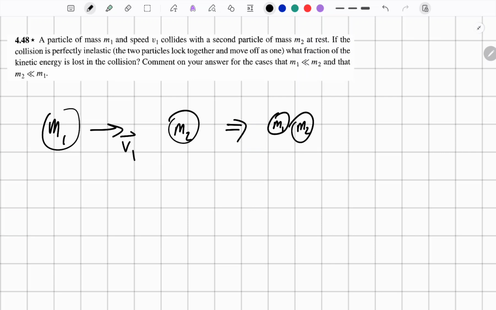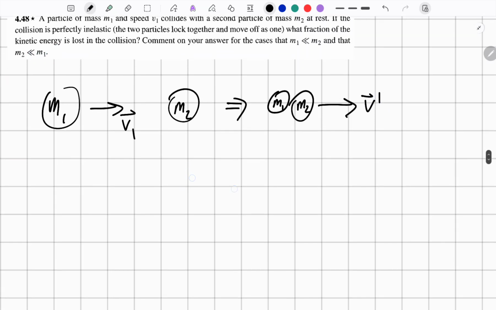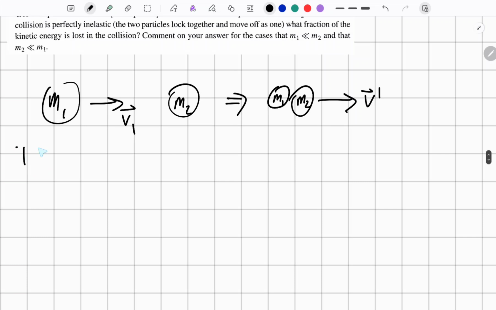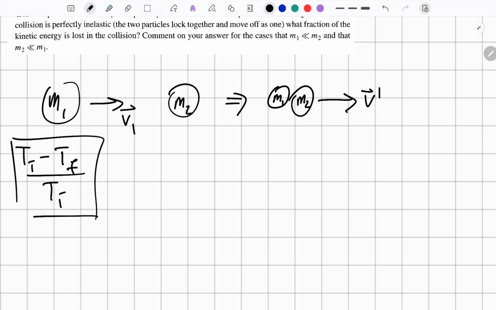So this is what happens. They lock together and travel off at some velocity. We want to know what fraction of kinetic energy is lost in the collision. So we want to know our initial minus our final over our initial. That'll give us the fraction lost in the collision. So this is the amount lost. How much of the original kinetic energy does that make up? What percentage?